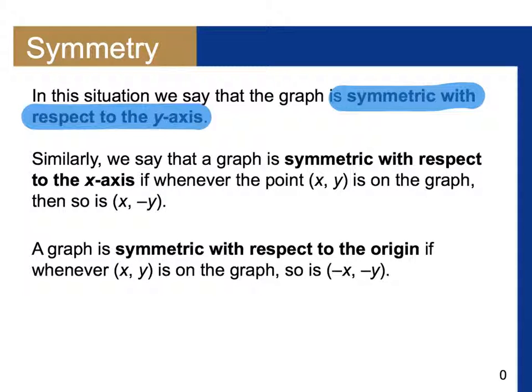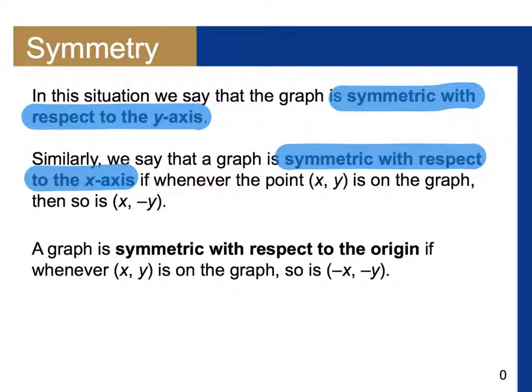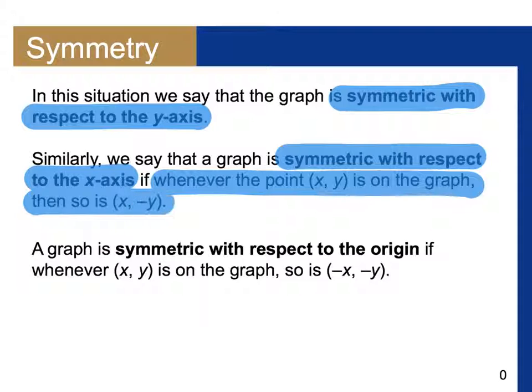Now let's talk about symmetry across the x-axis. Symmetry with respect to the x-axis. Okay. Now this is just the opposite. So whenever the point (x, y) is on the graph, then so is (x, minus y). Okay. So you could think of it this way. If this were our graph now, let's say that we have this thing going on, then we would also have this part going on. Okay.